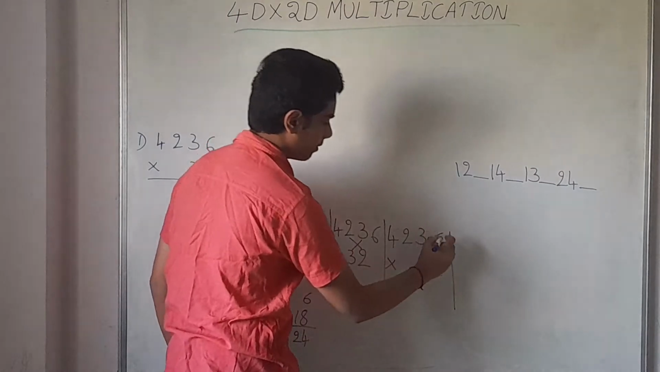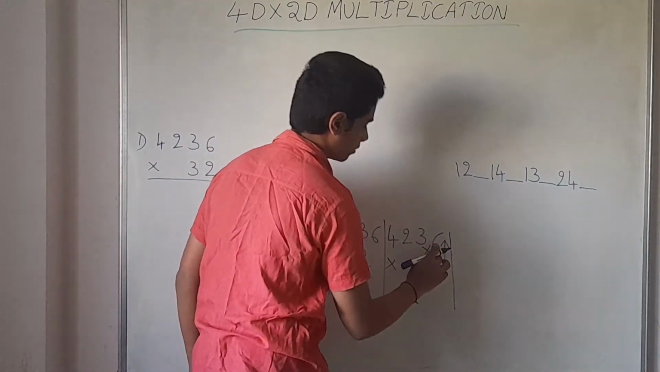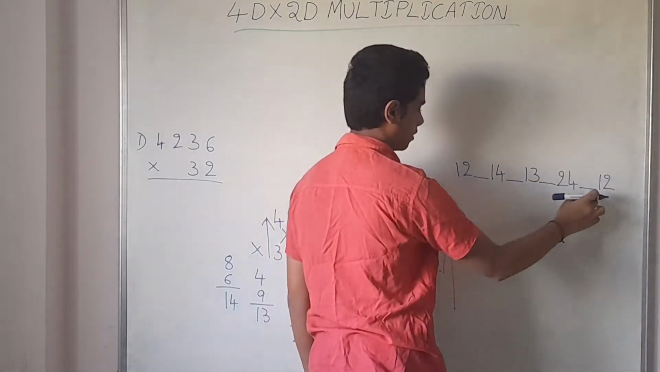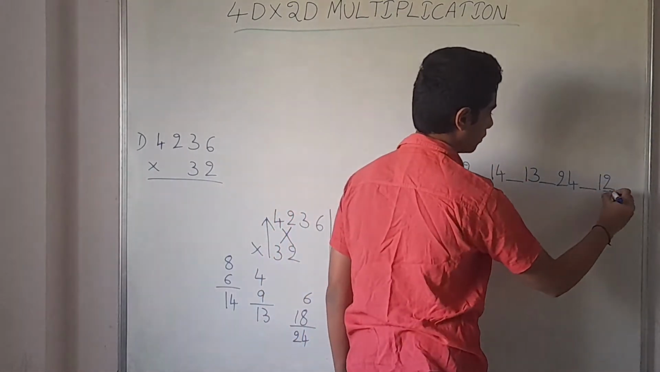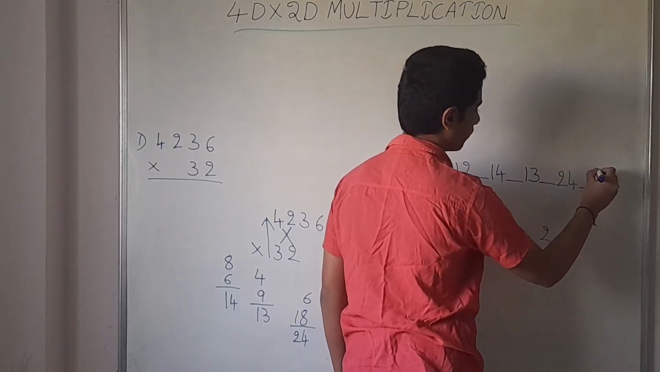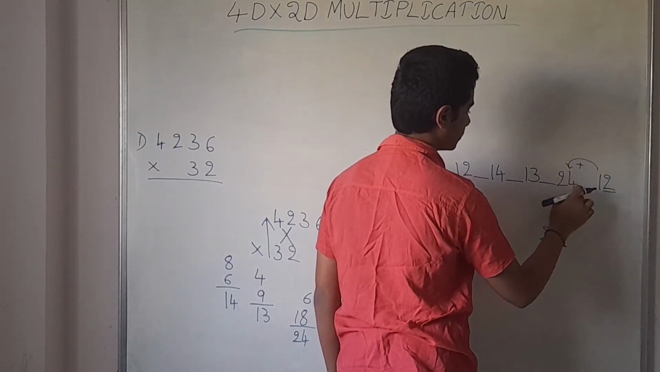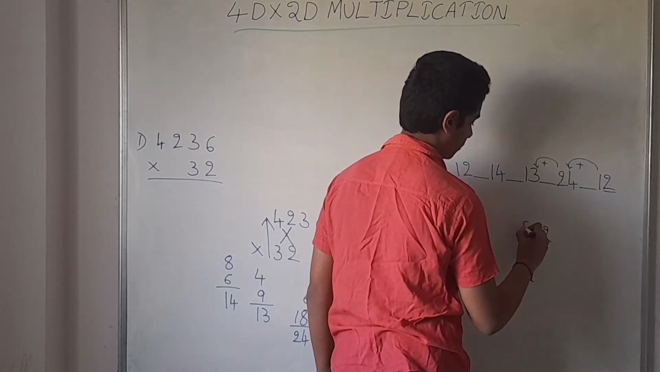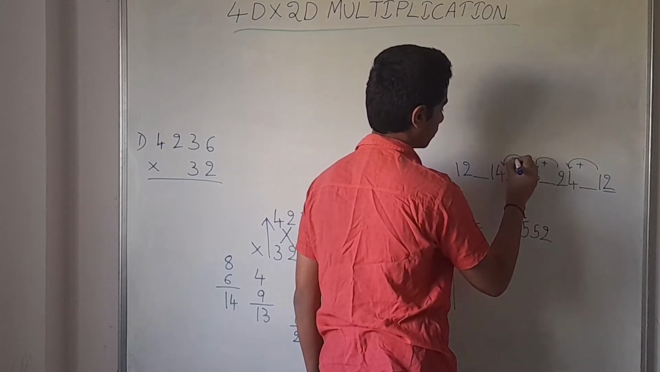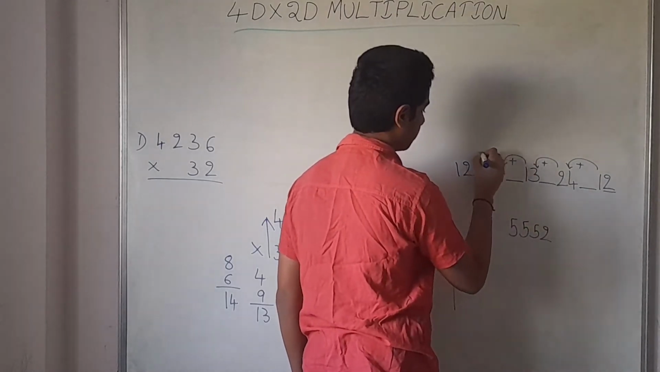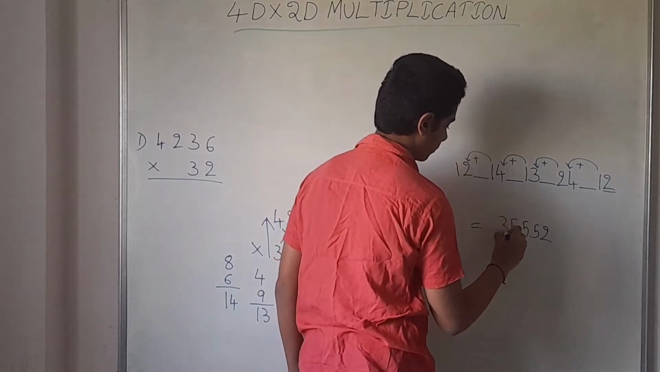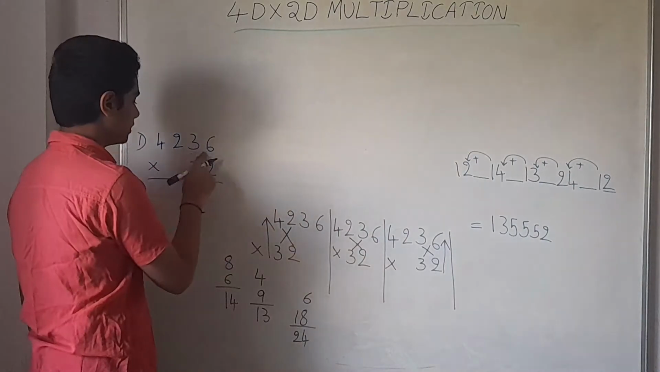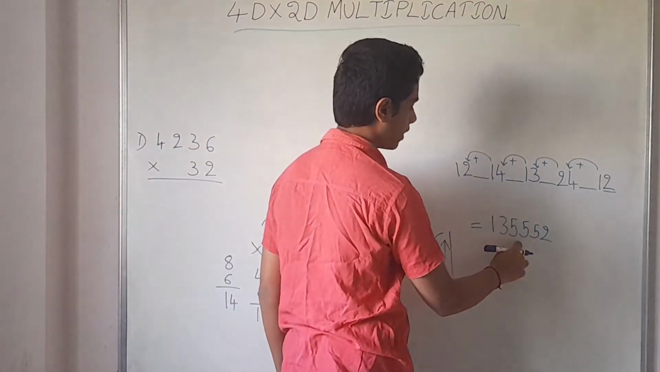Now the last step is to multiply 6 into 2, that is 12. Now you should add these all. First you should write 2 as it is and add 1 plus 4. 1 plus 4 is 5. Next 2 plus 3, 5. 1 plus 4, 5. 1 plus 2, 3 and 1 is left over, so write 1 as it is. So 4236 into 32 is 1355552.